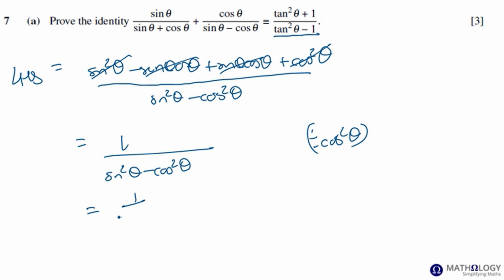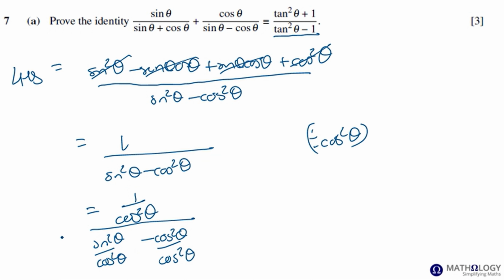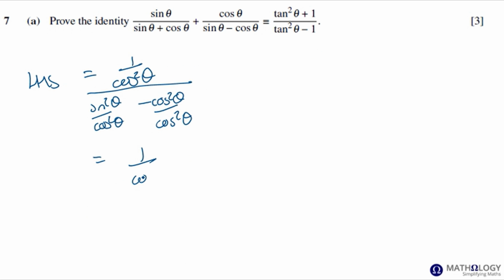So we'll have 1 over cos squared theta over sine squared theta over cos squared theta minus cos squared theta over cos squared theta. That equals 1 over cos squared theta over sine squared over cos squared, which is tan squared. So we have tan squared theta minus cos squared divided by cos squared, which is minus 1. So immediately we have got the denominator that we're looking for.